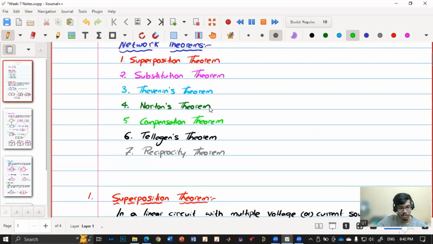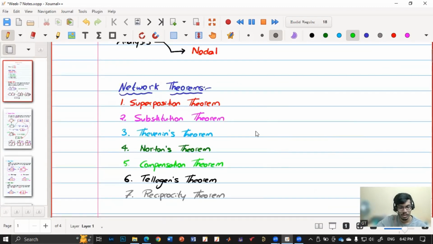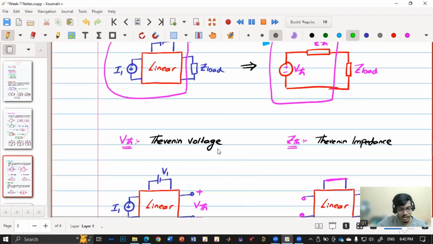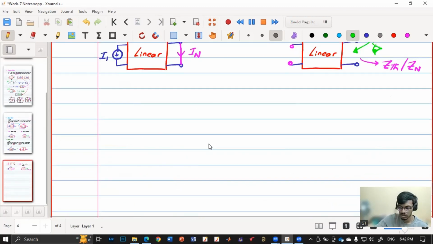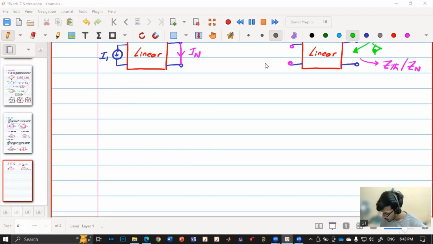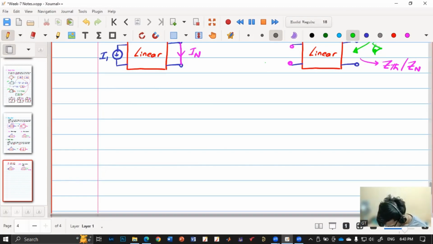We have discussed superposition theorem, substitution theorem, Norton's theorem, as well as Thevenin's theorem. Now we'll go to compensation theorem. Is this clear until this point? If you have any doubts, please ask. Hello. Okay, we have someone mentioning in the chat. Clear, sir. Okay. Then we'll move on to our fifth theorem, which is the compensation theorem.